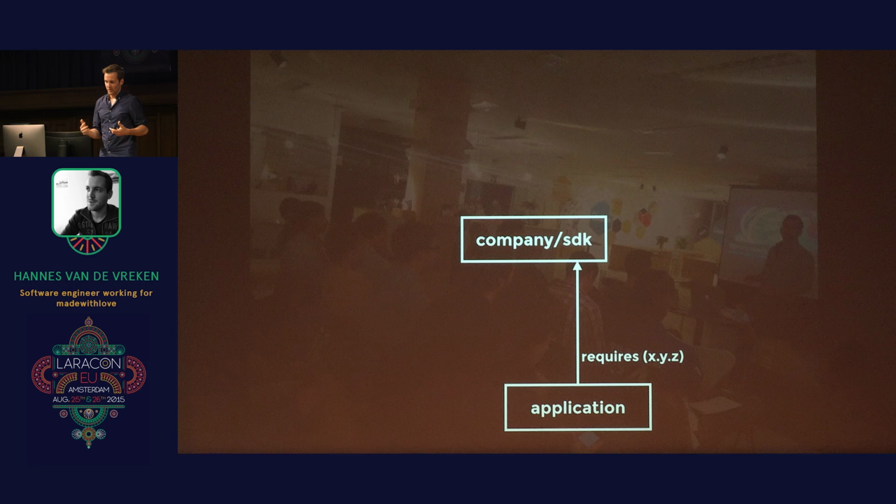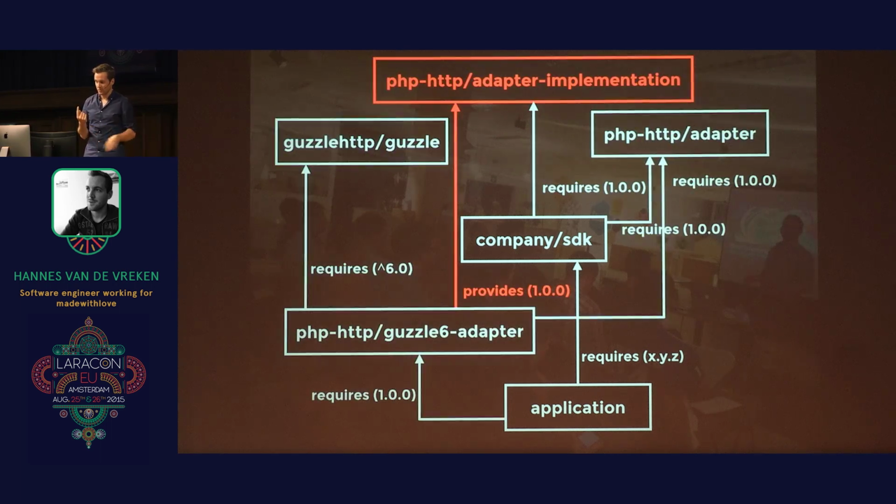If someone would install your SDK, they would say, Composer require company/SDK. Composer will say, nope, can't do, because this company SDK has a dependency on a virtual package. And this virtual package I cannot install. You need to say, I want to install this PHP HTTP adapter, Guzzle 6 adapter. And there you have it, the whole dependency graph.